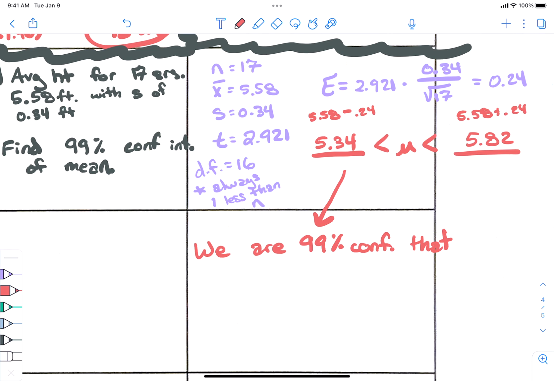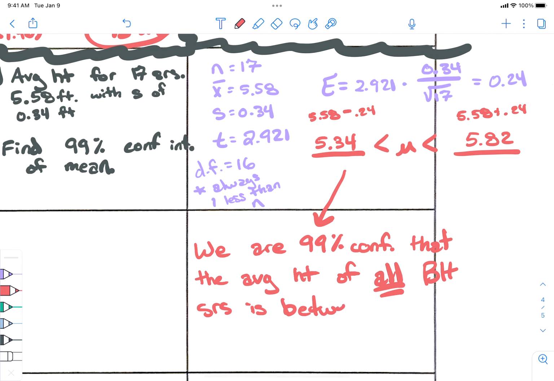What about all of the seniors? The average height of all BH seniors is what? Between 5.34 feet and 5.82 feet.